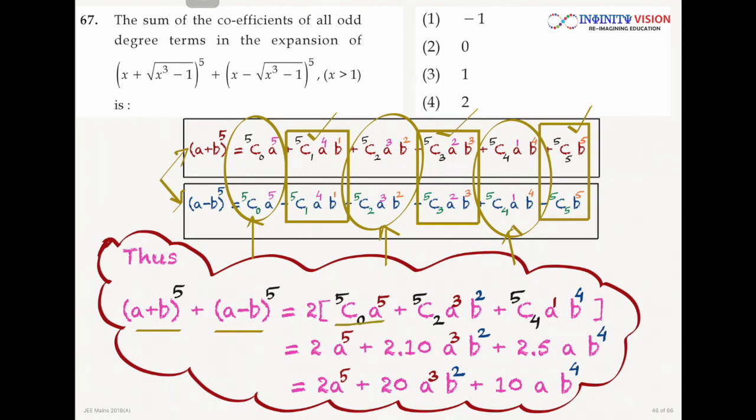So (a + b)⁵ + (a − b)⁵ can be written as twice of 5C0 a⁵ + 5C2 a³ b² + 5C4 a¹ b⁴. Now opening it up, 5C0 would be replaced with 1, so it will be 2a⁵. The second term, 2 into 10 a³ b², because 5C2 is equal to 10. And 5C4 would be replaced by 5, so 2 into 5 a b⁴. So finally we'll get 2a⁵ + 20a³b² + 10ab⁴.